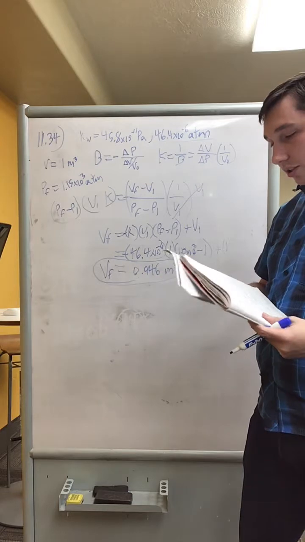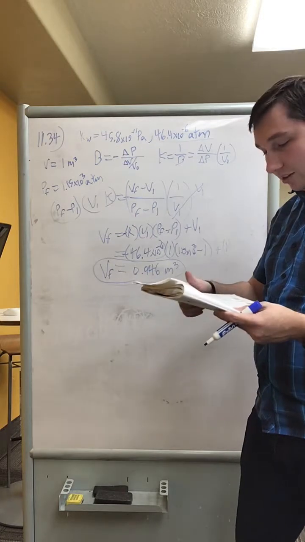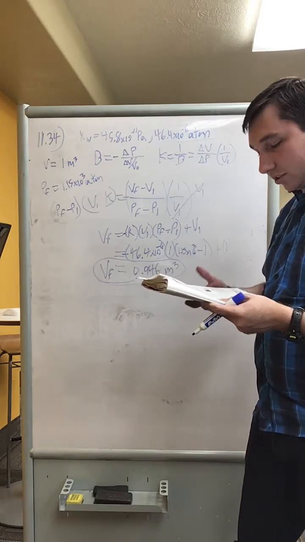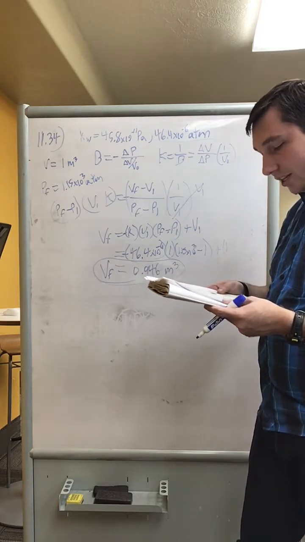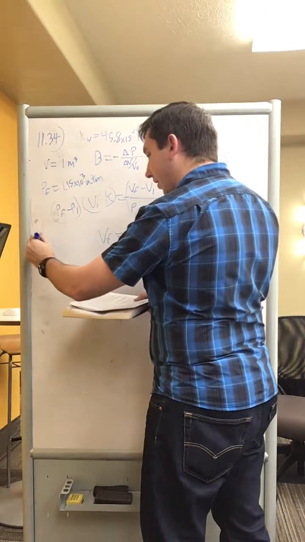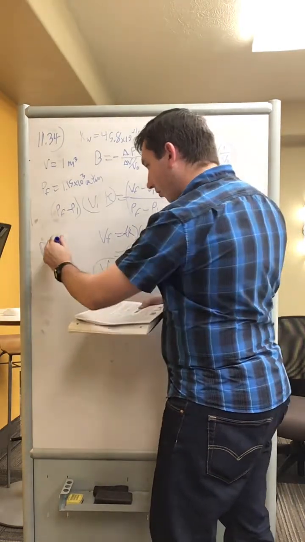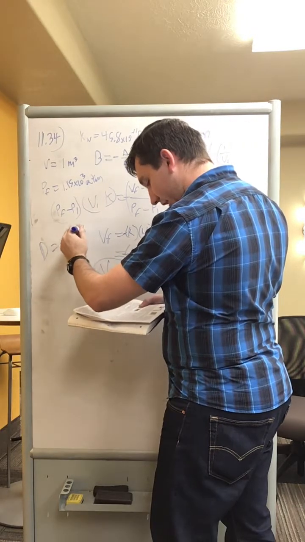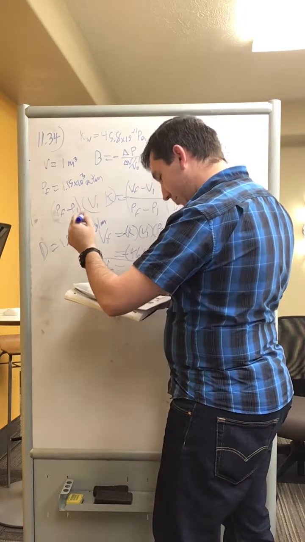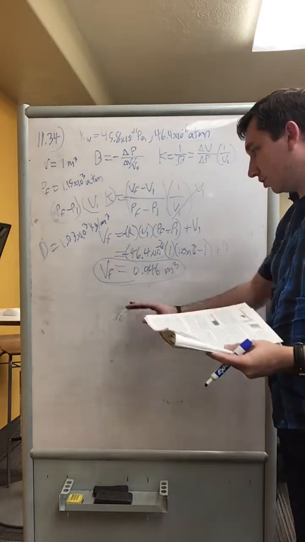The question then wants us to find the change in density of the water once we've taken it down to that depth. Part B asks, what is the density of salt water at this depth? At the surface, salt water has a density equal to 1.03 times 10 to the 3rd kilograms per meter cubed. So once again, we'll just do this down here.